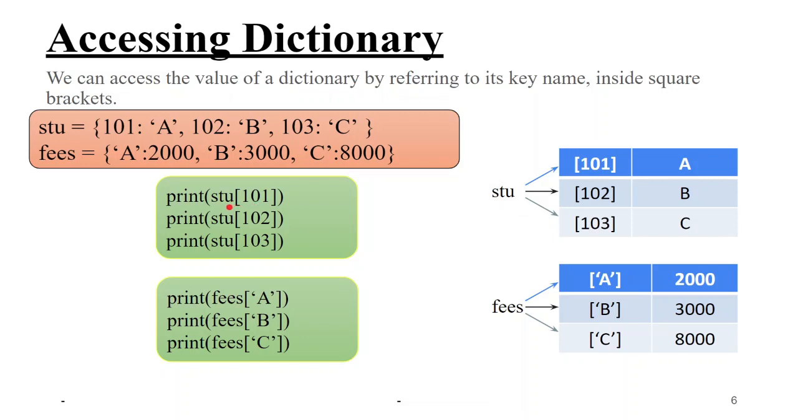So this statement simply will give the value that is associated with this key, that is 101, that is A. Similarly, the second statement will print the value associated with the key 102, that is B. And similarly, the third statement will print the value associated with the key 103, that is C. If you refer to a key that is not in the dictionary, then Python raises an exception.